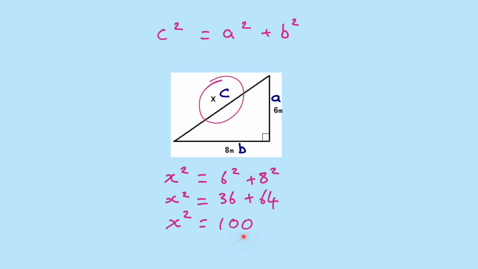Now 100 is my answer for x squared, but I don't want x squared, I just want x. So x squared is 100. To find x, I simply take the square root of 100. And the square root of 100 is, of course, 10. And my units are meters. So the answer for the longest side in this right angle triangle is 10 meters.